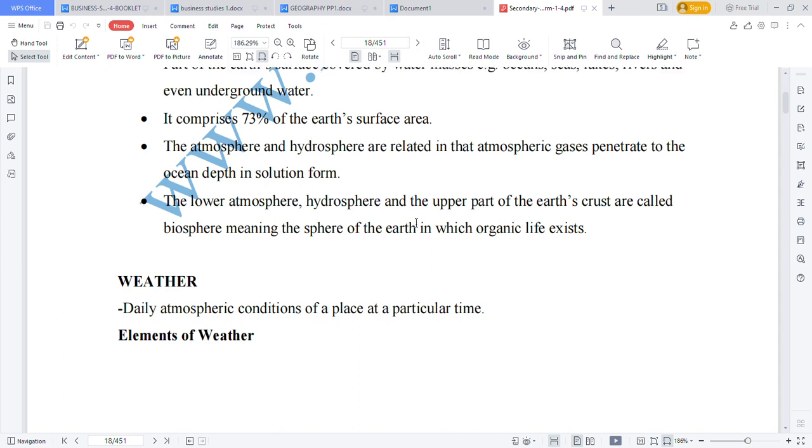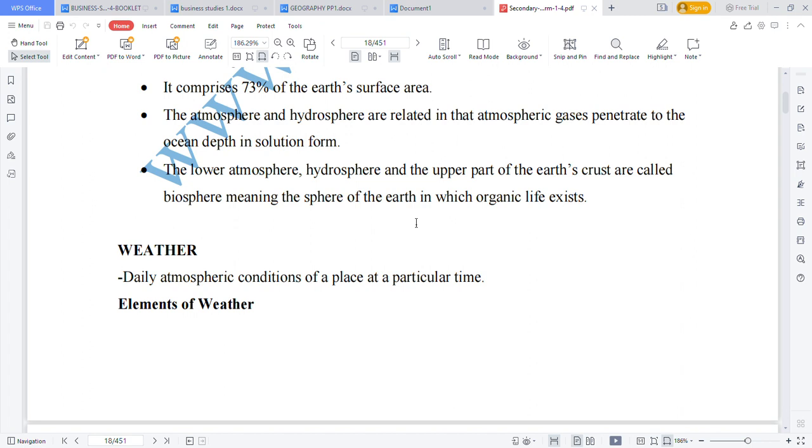The lower atmosphere, hydrosphere, and the upper part of the Earth's crust are called the biosphere, meaning the sphere of the Earth in which organic life exists. Biosphere, bio meaning life, is the sphere of the Earth in which organic life lives. So that is the end of the structure of the Earth.